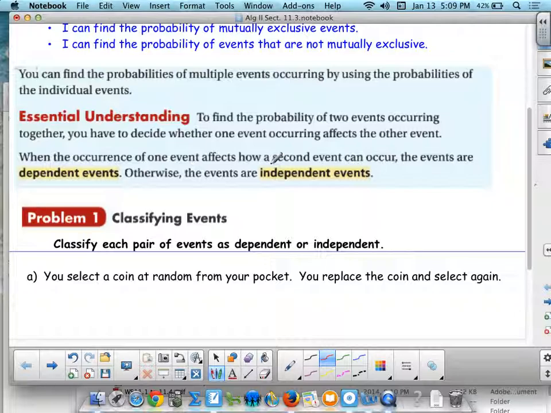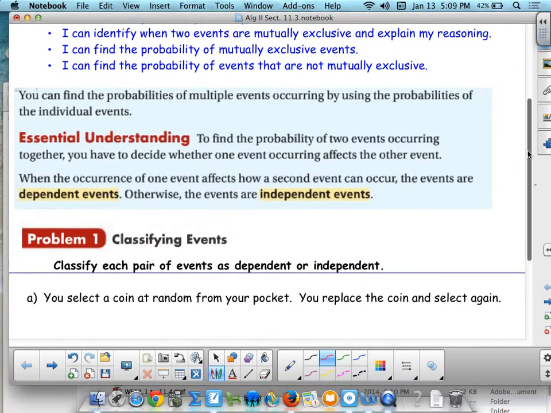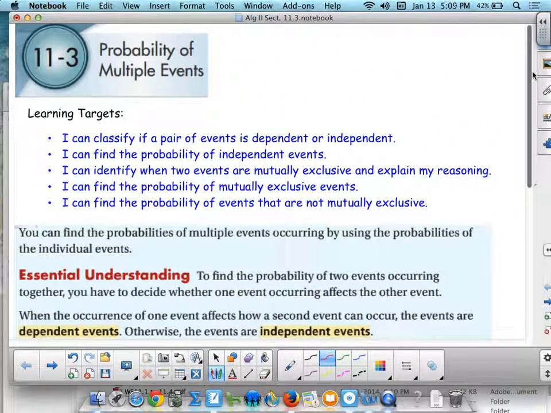Here we go. This is a chapter on probability. What we're working on right now is probability of multiple events. This is actually chapter 11.3. We're skipping around here. We're not going to do much on probability, but we're going to do a couple lessons, 11.3 and 11.4. Before I start this, I thought I would just remind you what probability is.